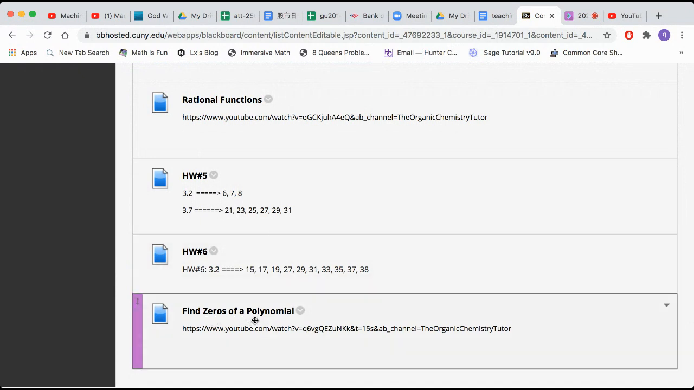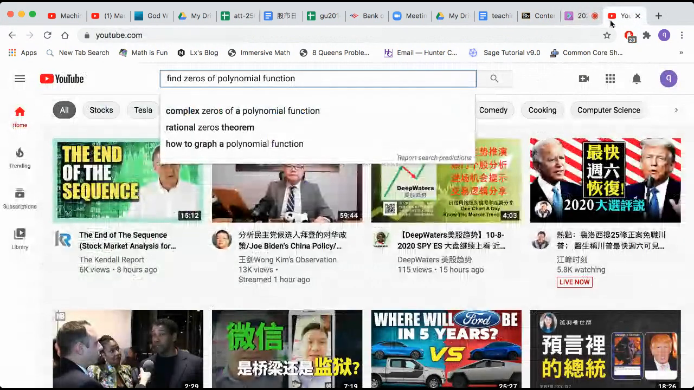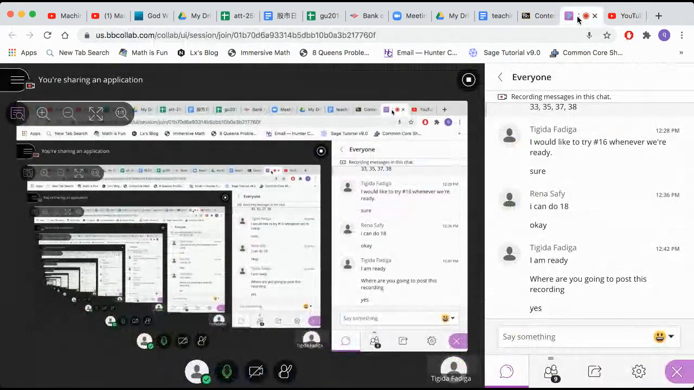Then I just load find zeros of a polynomial. I may try to find how to factor expressions. So we need to learn how to factor expressions. I may find a YouTube video for that too. Okay, any other questions? YouTube is such a good resource, all right? Okay, if no questions, I'll see you next Wednesday, right?